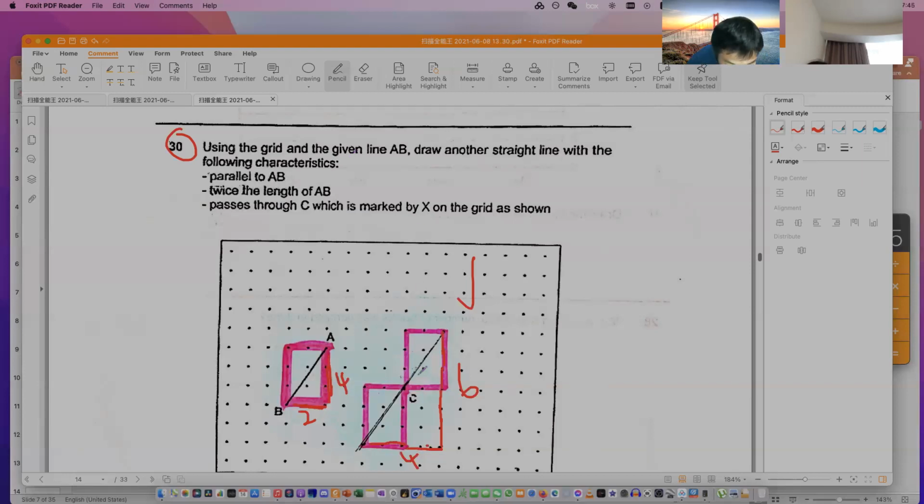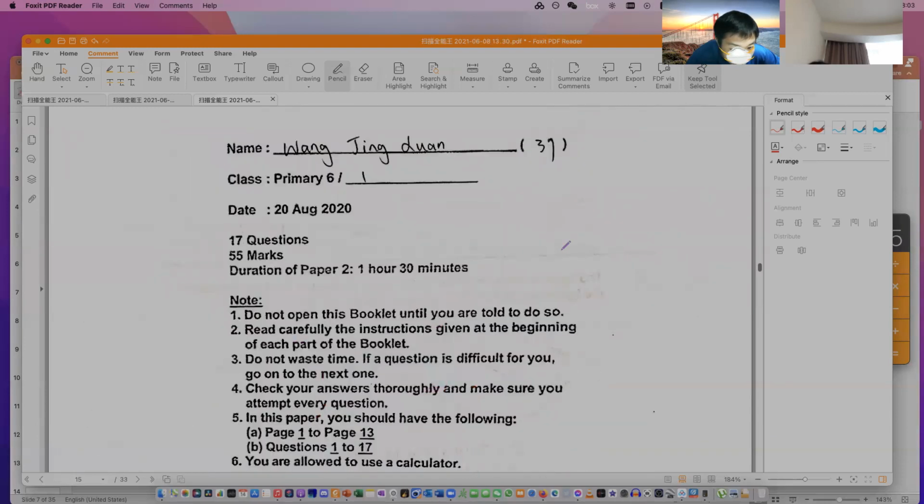So basically this is 2, 4. Very good. So this is also 2, 4. That's how you ensure this is twice the length of AB. So once again, you meet this requirement, and you meet this requirement. It passes through this. This question looks like we have done this before.